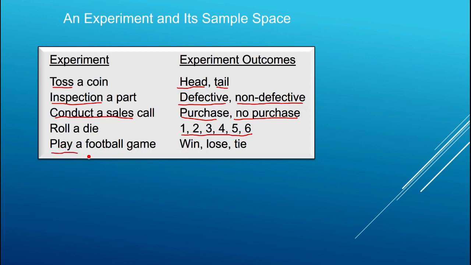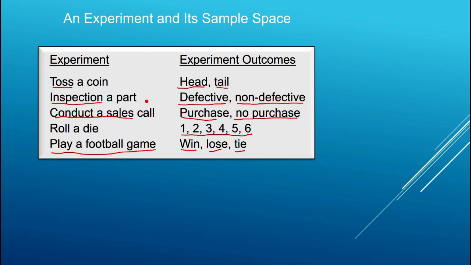Also, we could think about playing a football game. There are 3 mutually exclusive possible outcomes that are largely, or at least to some degree, a matter of chance. Our team could win the game, they could lose the game, or the game could be tied.